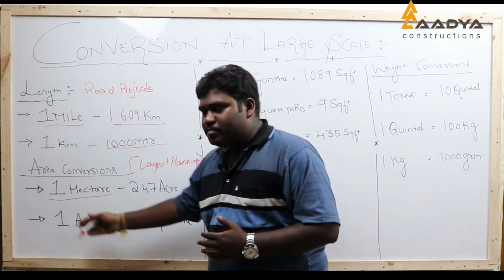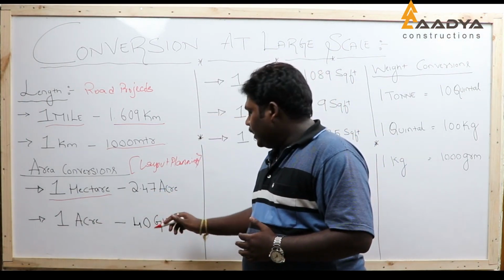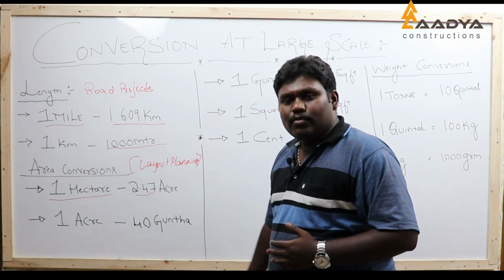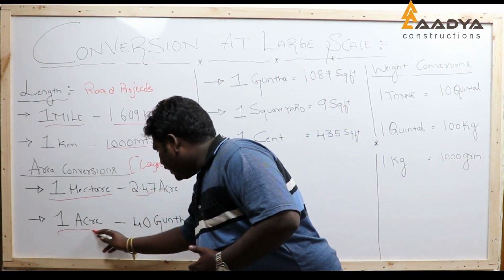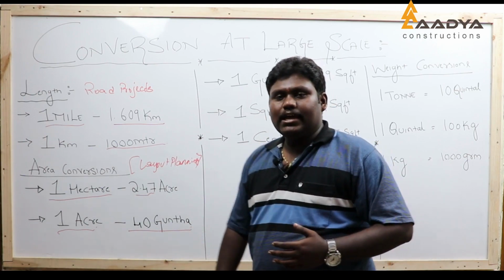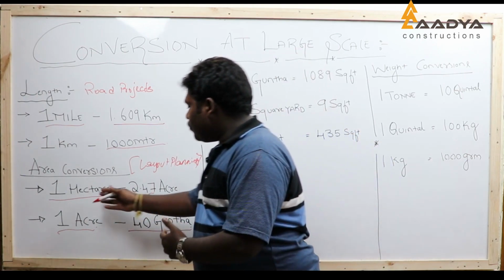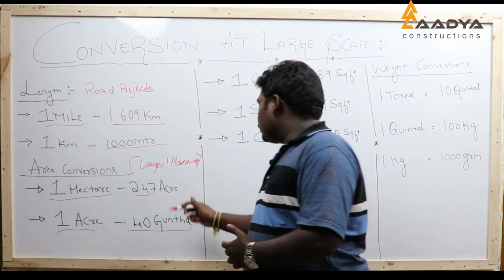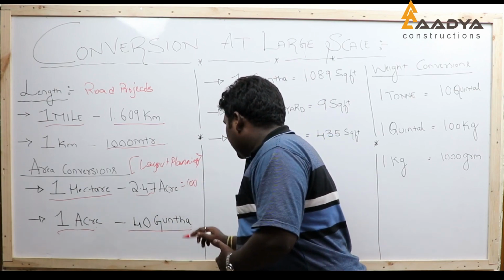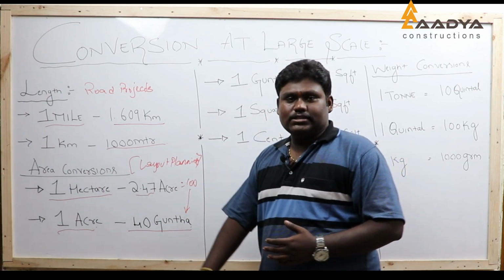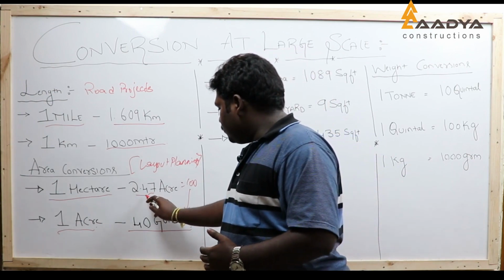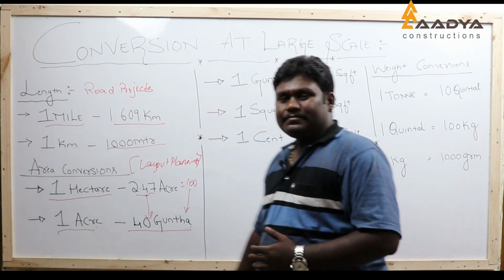So in areas you have hectares to be of the largest values. So 1 hectare gives me 2.47 acres. So later when you convert this acres, 1 acre gives me 40 guntas. So the same thing, if you want to convert 1 hectare into guntas, you get 100 guntas. So it is nothing but 2.47 into 40.